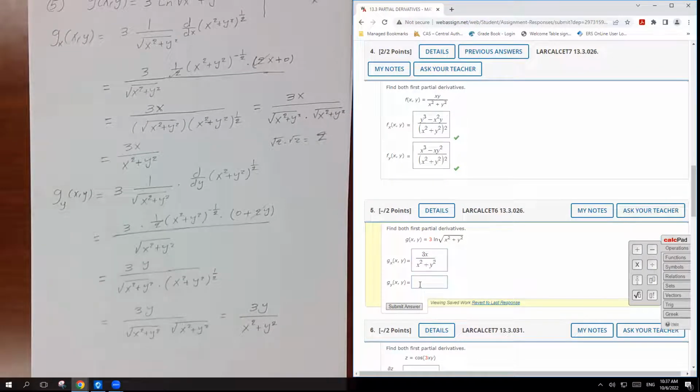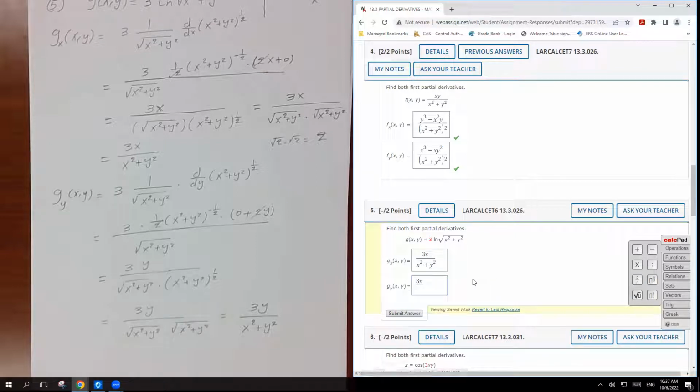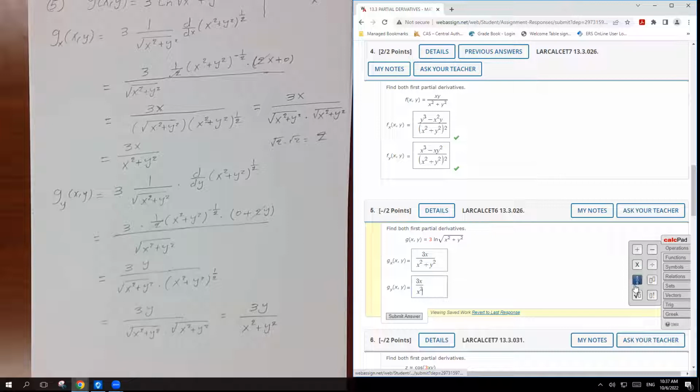Let's check here. So it's going to be 3x over x squared plus y squared. Let's check.